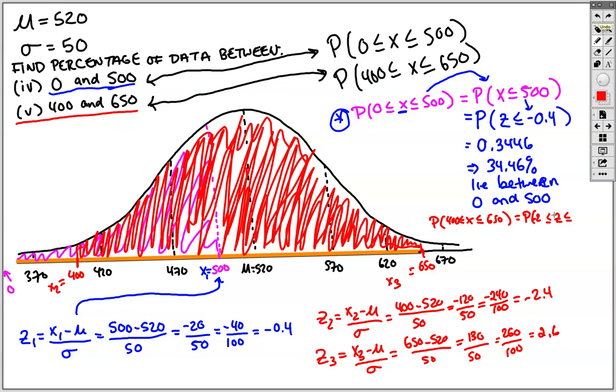Oh, my computer is freezing a bit. This is not good.